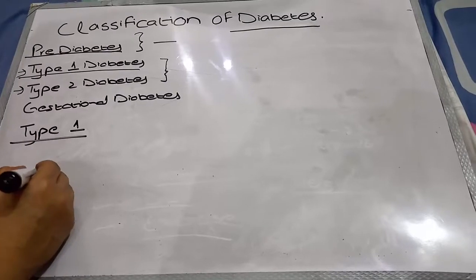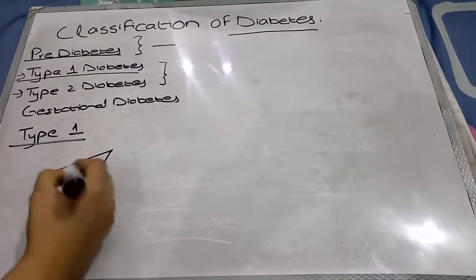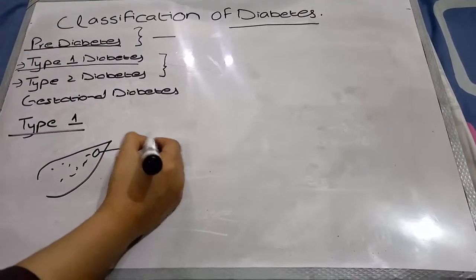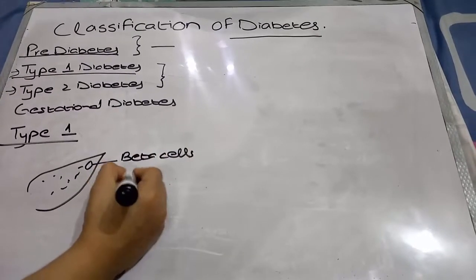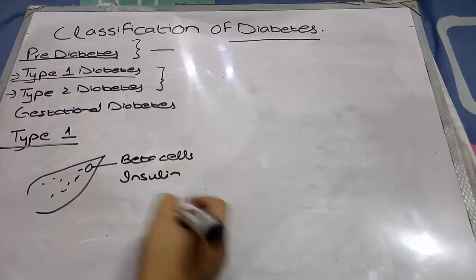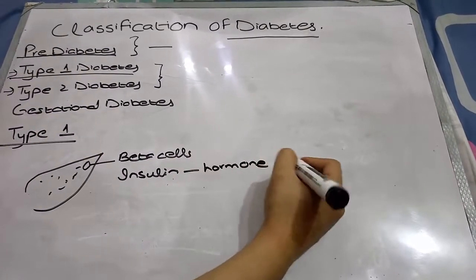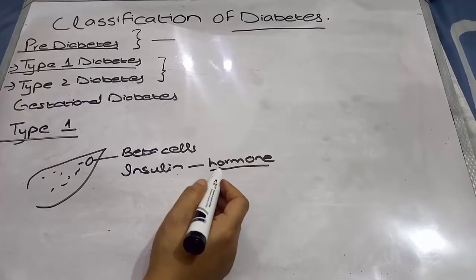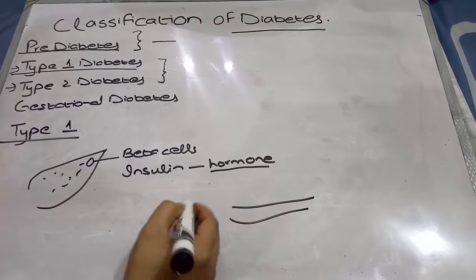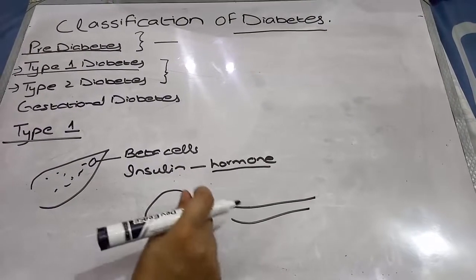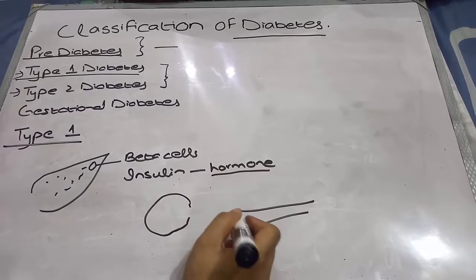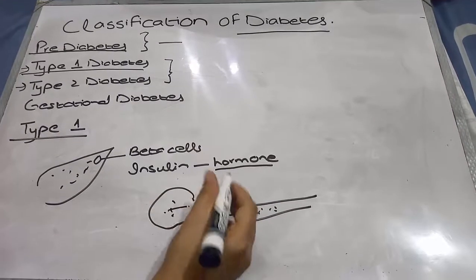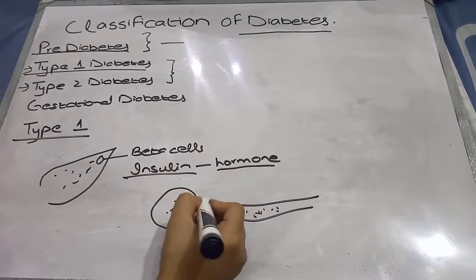Type 1 diabetes, we all know that our pancreas has islets of Langerhans, which have beta cells. These beta cells are responsible for production of insulin. And we have discussed that insulin is a hormone. It's like a key to unlock a gate for a cell. Insulin helps the entry of glucose from the vessels into the cells. It opens these gates, and with the help of this, glucose from our blood enters into the cell. So insulin is a very important key here.